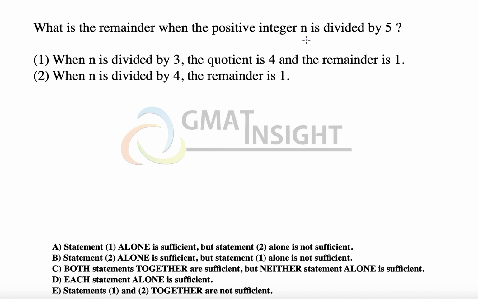What is the remainder when the positive integer n is divided by 5? So we have to find out the remainder when n is divided by 5. Remember one thing, that when a number is divided by 5, then the unit digit of the number is responsible for us to get the remainder.